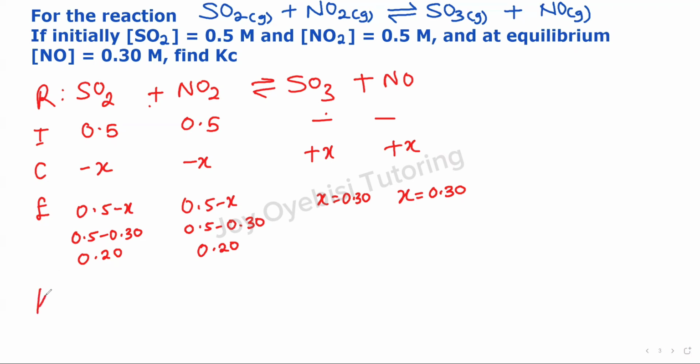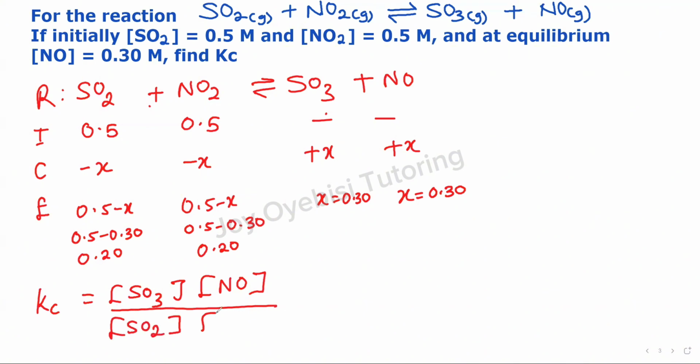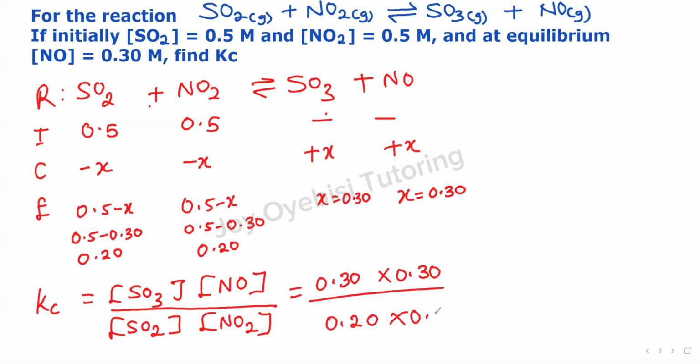To calculate Kc, we first write out the expression. So that would be the concentration of SO3, the product, the NO as well. So the concentrations of the products over the reactants, SO2 times the NO2. And we just simply plug in these values. So you have 0.30 times 0.30 divided by 0.20 times 0.20.